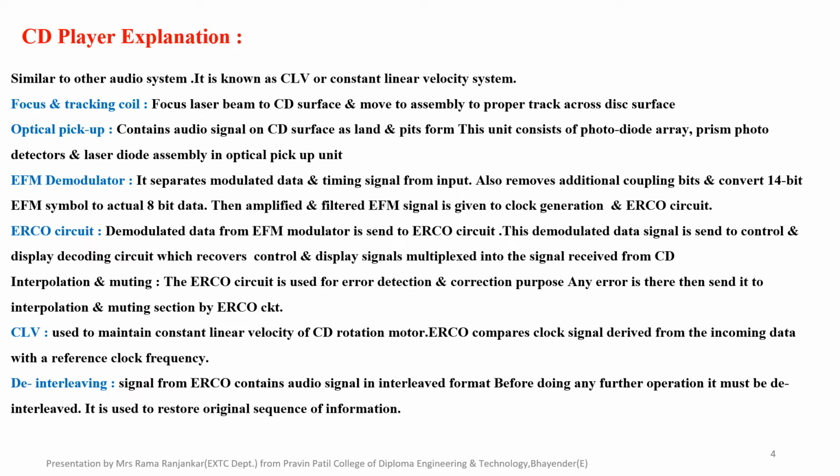Interpolation and muting. So the ERCO circuit is used for error detection and correction purposes. If any error is there, it is sent to the interpolation and muting section by the ERCO circuit. CLV, constant linear velocity circuit. It is used to maintain the velocity of the CD rotation motor constantly and linearly. So it compares the clock signal derived from the incoming data with the reference clock frequency.